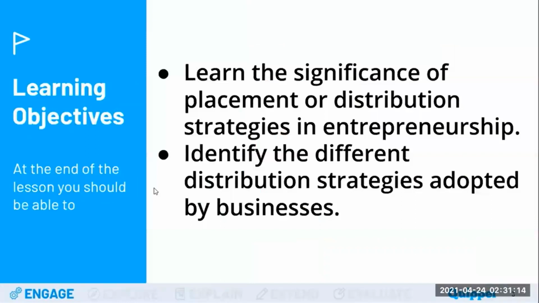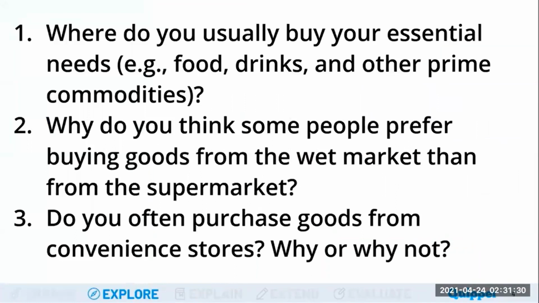So another objective, we should be able to learn the significance of placement or distribution strategies in the entrepreneurship and identify different distribution strategies adopted by businesses. And so where do you usually buy your essential needs? Via Shopee ba? Lazada? Or pumupunta talaga tayo sa Pure Gold, Mercury, or any store? Saan ba tayo laging nabili?